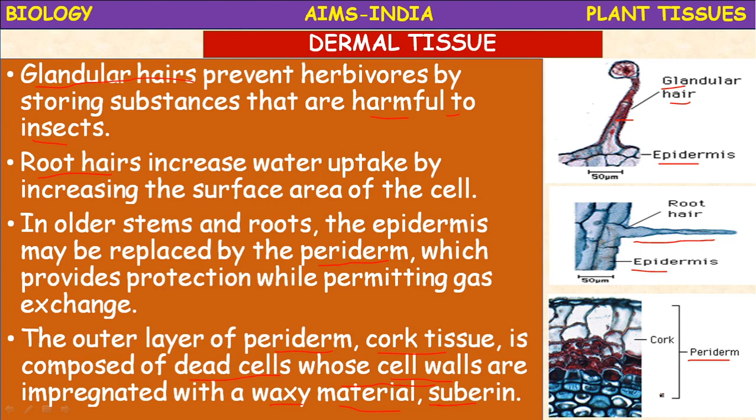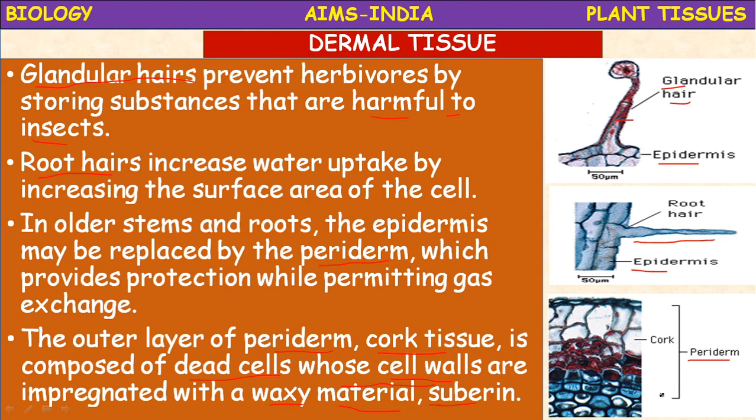Cortex is located to the outer side or around the vascular bundles. The vascular bundles means xylem and phloem together called vascular bundles. So cortex is located to the outer side or around the vascular bundles. It is also composed of parenchyma cells. Okay.